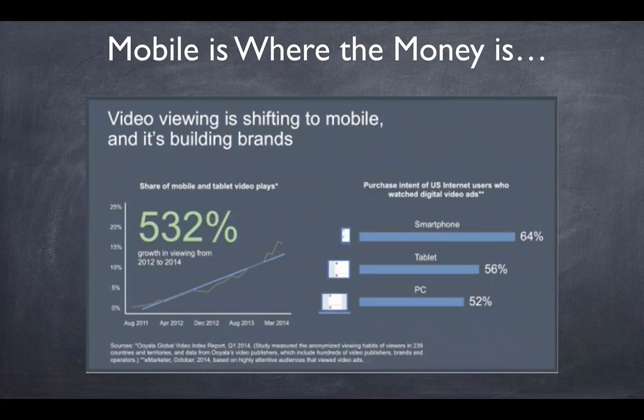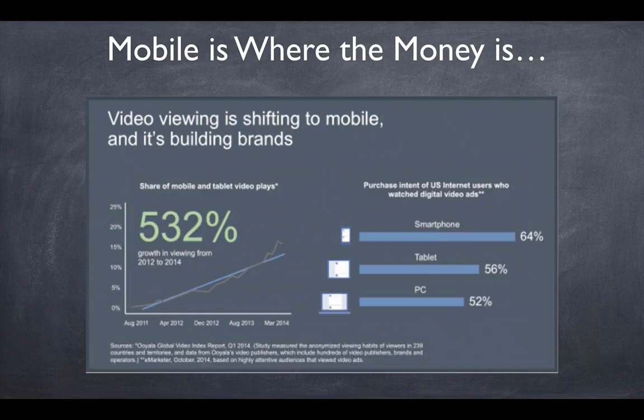And speaking of mobile, mobile is where the money is. This is speaking more to video, and I got these stats from a recent private webinar for agencies that our Facebook account manager invited us on, which is where I got these slides. First of all, 532% growth in mobile tablet video plays from 2012 to 2014. But on the right is huge: purchase intent of U.S. internet users who watch digital video ads. PC 52%, tablet 56%, smartphone 64%.